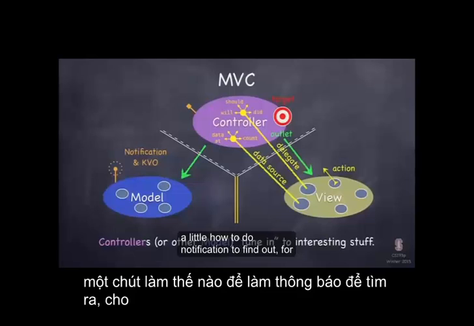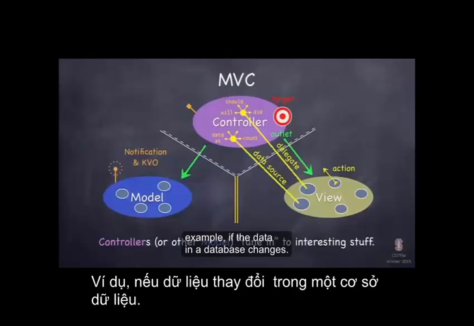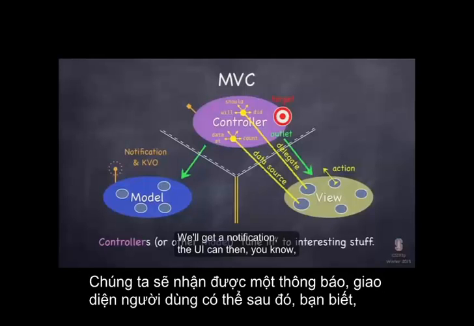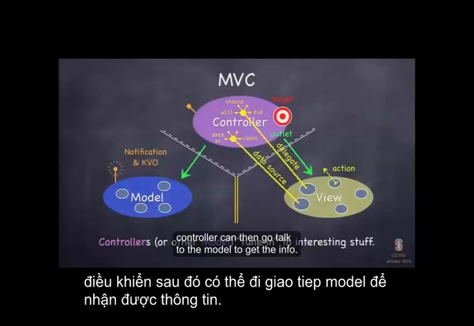So towards the end of the quarter, we'll start seeing a little how to do notification to find out, for example, if the data in a database changes. We'll get a notification. The UI, the controller, can then go talk to the model to get the new info.